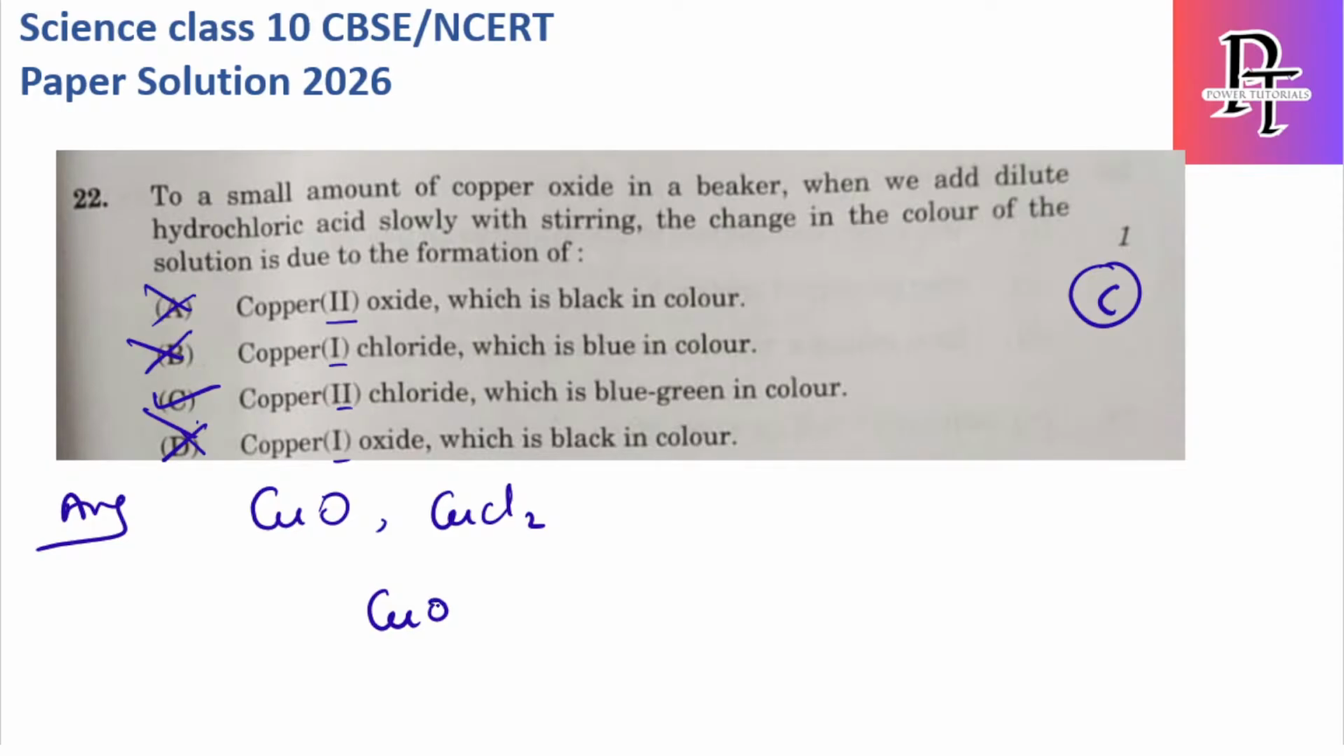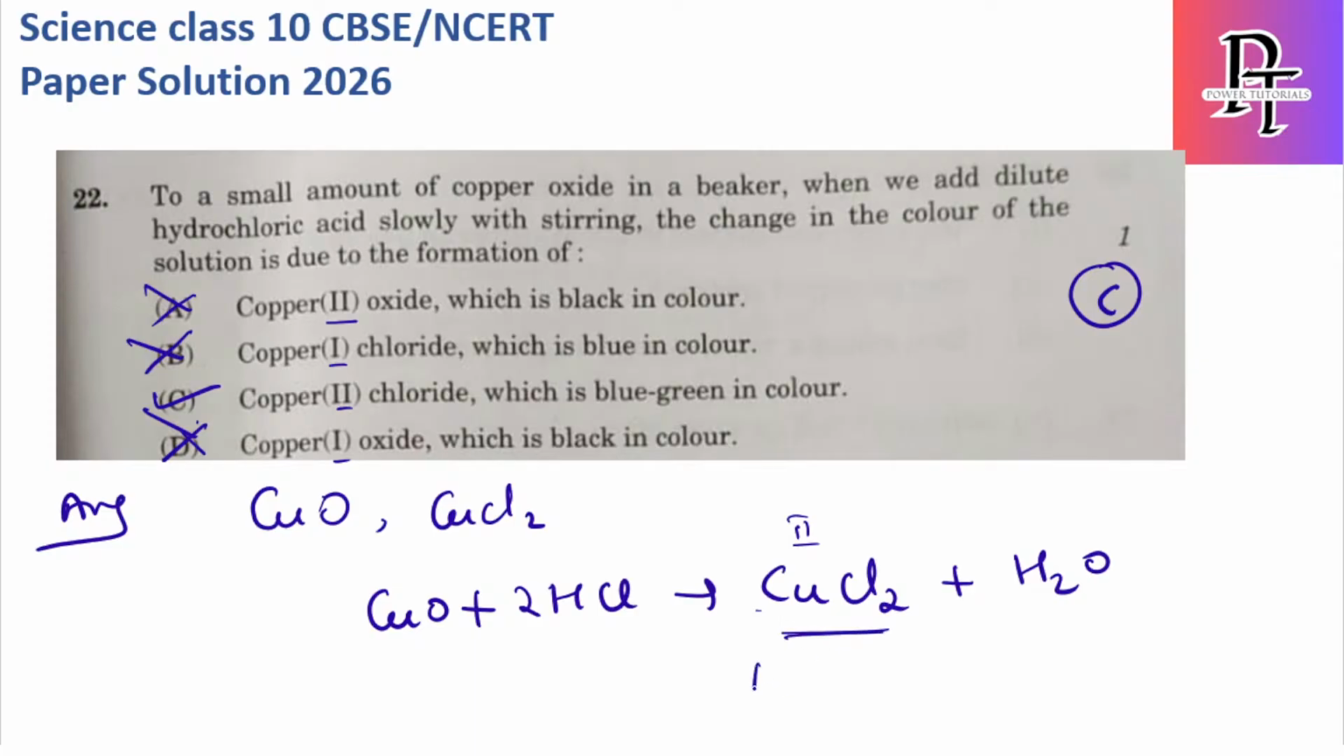If CuO reacts with hydrochloric acid, which is HCl, what will be formed? It forms CuCl2 plus water. Let's balance this. We have 2 chlorine, so 2 chlorine, H2, 1 O, 1 O. It is a balanced chemical equation. So which is getting formed? CuCl2, and the oxidation state of Cu is plus 2. What is the color of CuCl2? CuCl2 color is blue-green. So copper chloride, oxidation state 2, which is blue-green color. Hence the right answer is C.